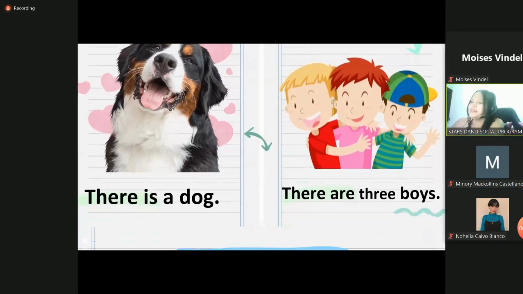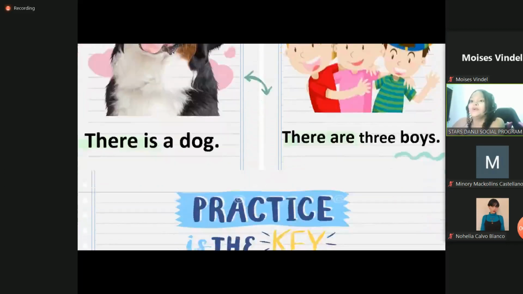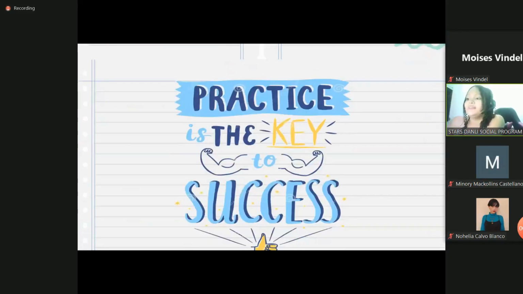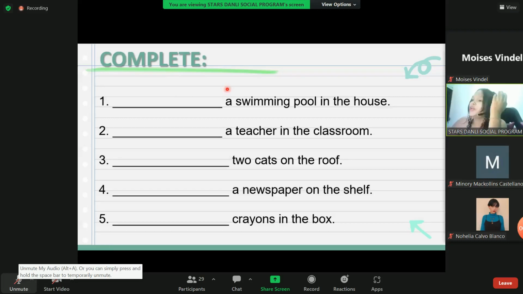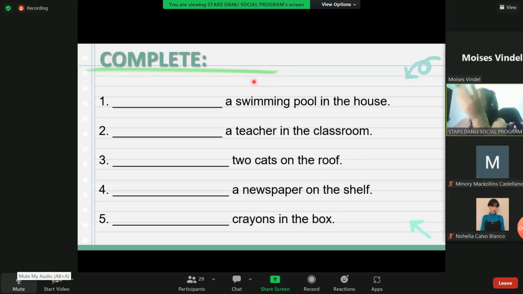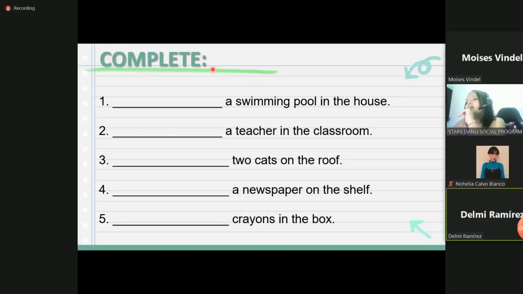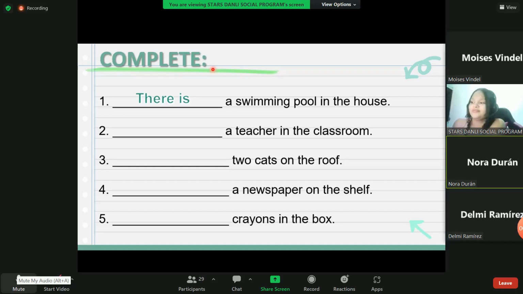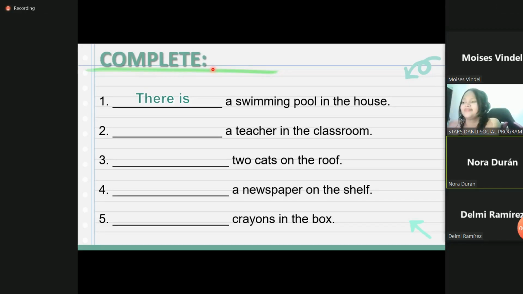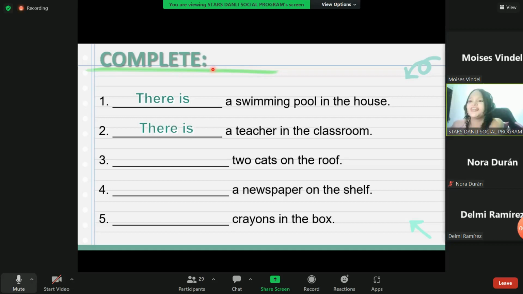Now we have some practice, and again, we have to choose if we have to complete using there is or there are. For example, number 1 says a swimming pool in the house. Do we say there is or there are? There is. Excellent. We say there is a swimming pool in the house. Vamos a ver un voluntario que nos ayude a leer y completar number 2. There is a teacher in the classroom. Thank you so much, Nora. So there is a teacher in the classroom.